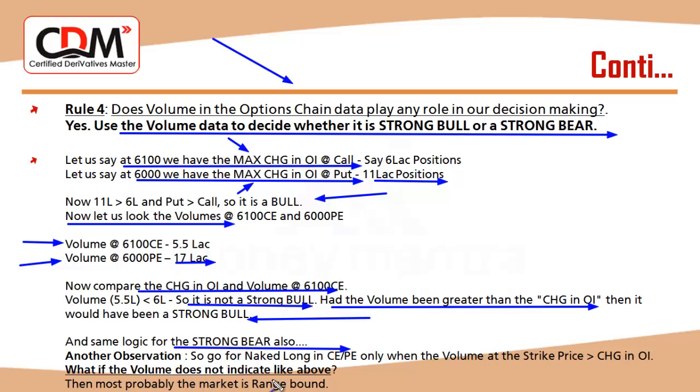So what if the volume does not indicate anything like above? This was the condition: if volume does not indicate anything like this, then most probably the market is trading in a range. So this is an example: when the market is trading in a range, we should apply a trading strategy suited to a range-bound market.